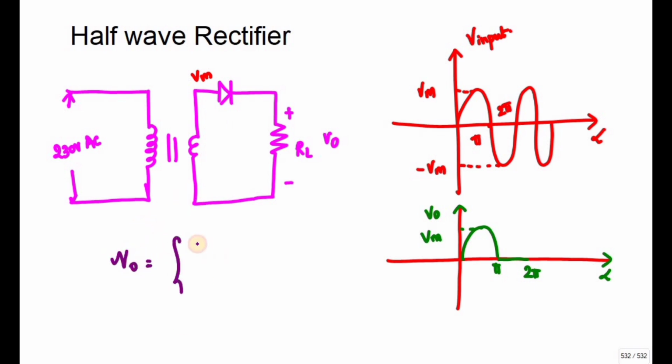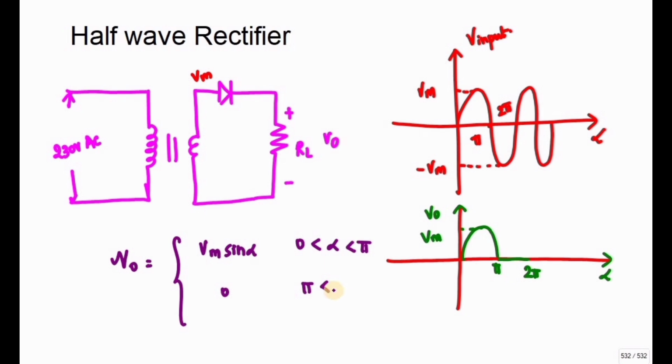So the output waveform contains only one half of the AC waveform, hence it is called a half wave rectifier. And the output we are obtaining is not a pure DC waveform, so that is why it is called pulsating DC.